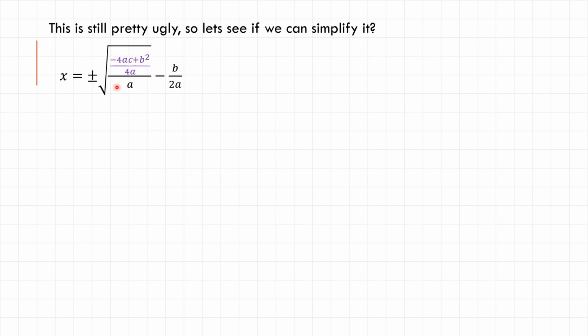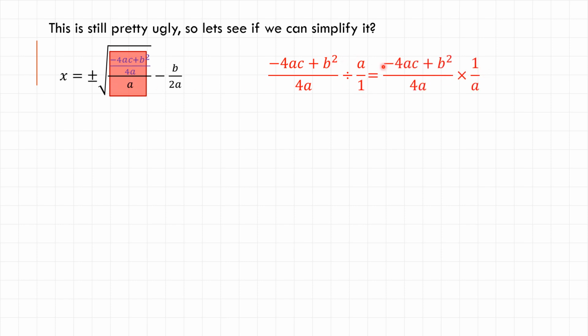My next step is to focus on this portion right here. So if I'm dividing by a number, that means I'm multiplying by the reciprocal of that number. And the numerator times 1 will just stay the same. The denominator will be 4 times a is 4a squared.